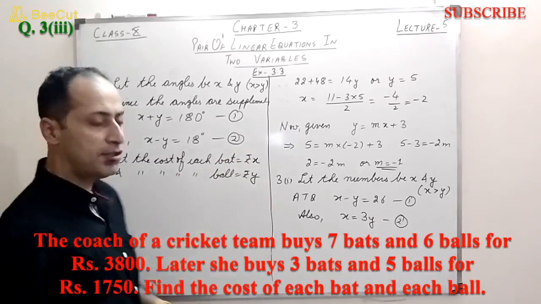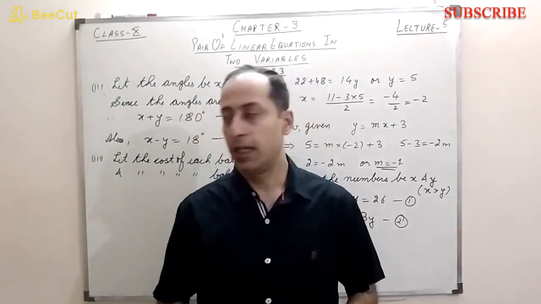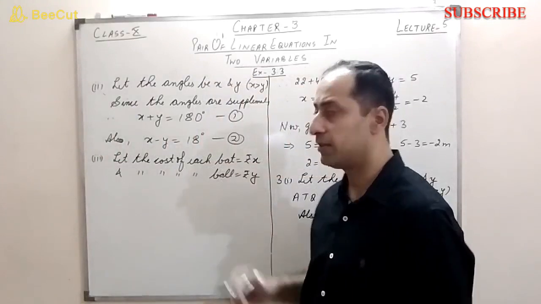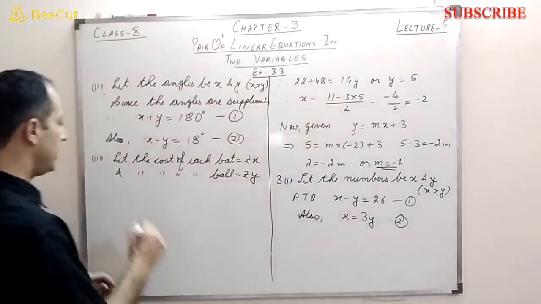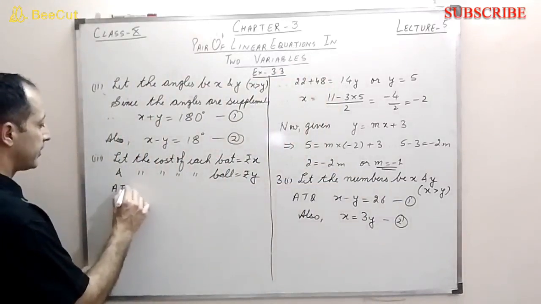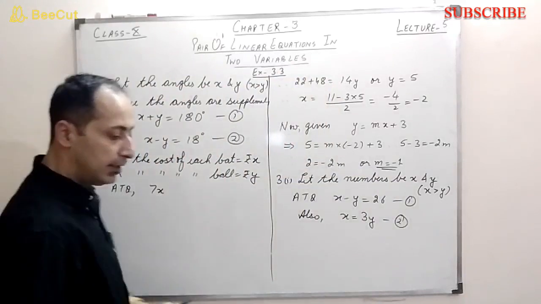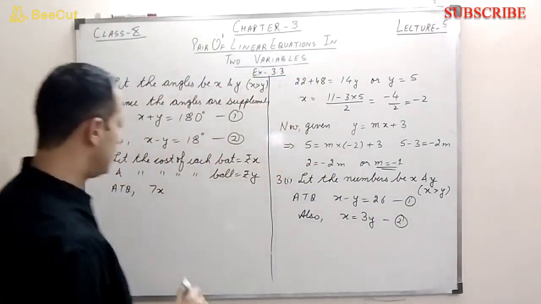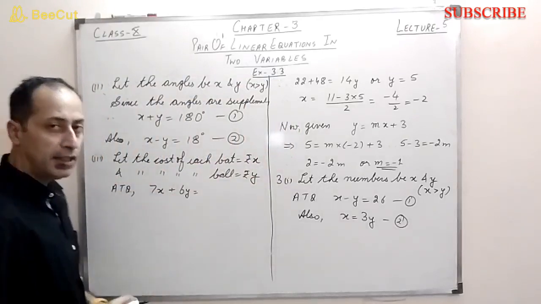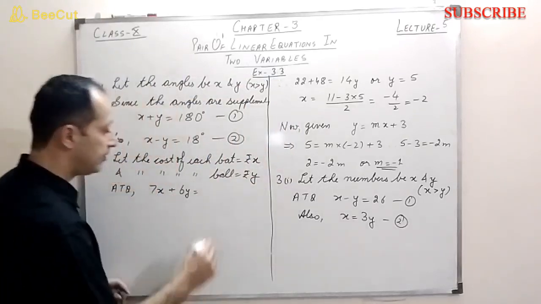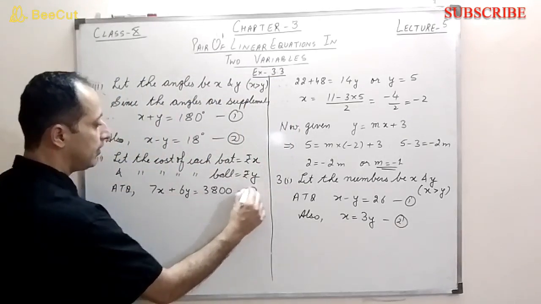Now what is the condition given? That the coach buys 7 bats and 6 balls. If the cost of one bat is x, then the cost of 7 bats will be 7x, right? So what we write according to the question, our first equation becomes the cost of 7 bats and 6 balls. So 7x plus 6y gives us rupees 3,800, but we are not writing the units. I just write it as 3,800. So this is my first equation.